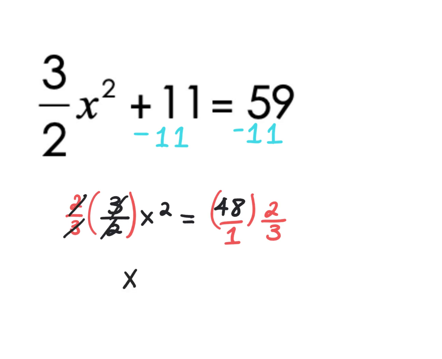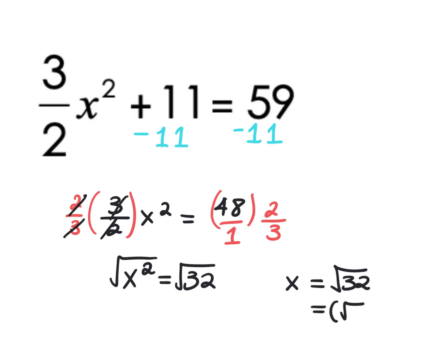On the left side, we'll just have x squared left over. So x squared is going to equal 48 divided by 3 is going to be 16 times 2 is going to be 32. So then we're going to take the square root of both sides, and we'll have x equals the square root of 32, which is the same as the square root of 16 times the square root of 2, which is 4 radical 2.